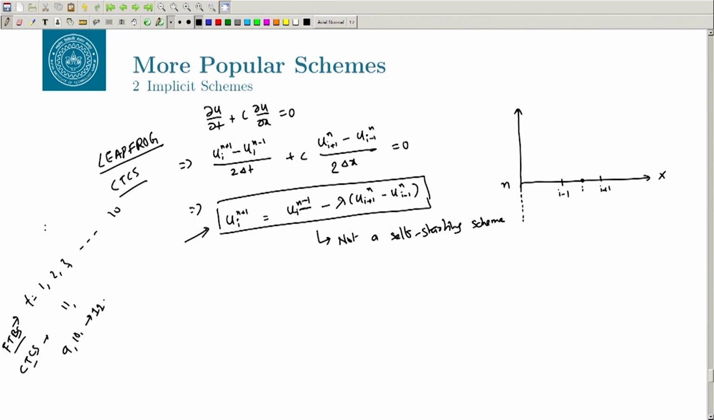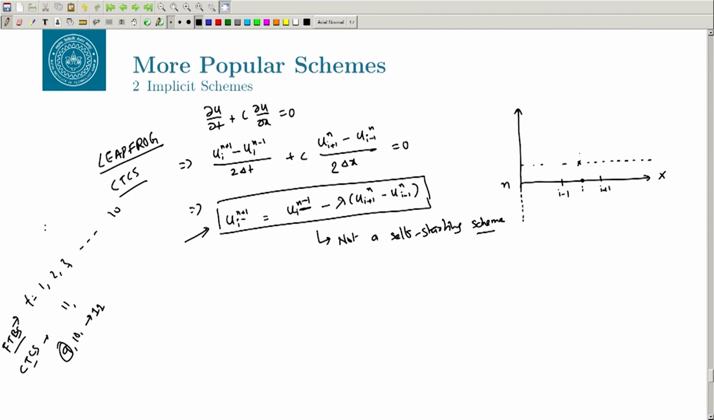So, if you want to calculate the value at 11, let us say this is the value at 11, you need the value at 9, right. So, to calculate n plus 1, you need the value at n minus 1, right. So, this is not a self-starting scheme, but you can use another scheme to start your simulation and then switch to this scheme, and you have to do some bookkeeping so that you have the values at n minus 1 available when you are trying to use this scheme, right. So, if you want to calculate the value at n plus 1, this is your n and this is your n plus 1, okay. And this will be your value.